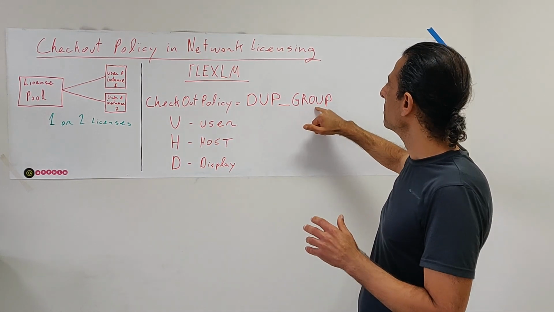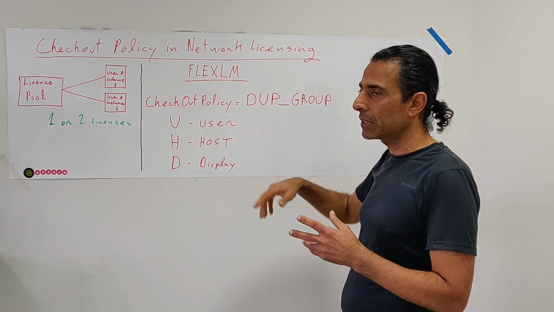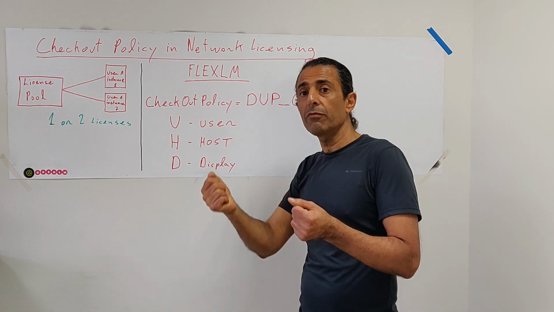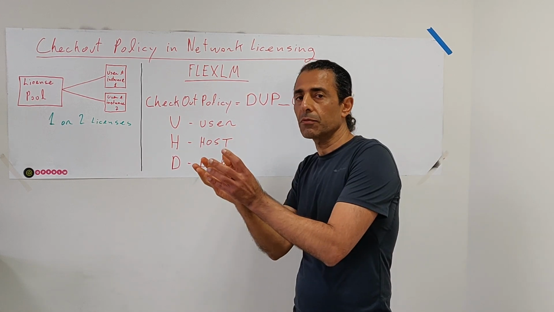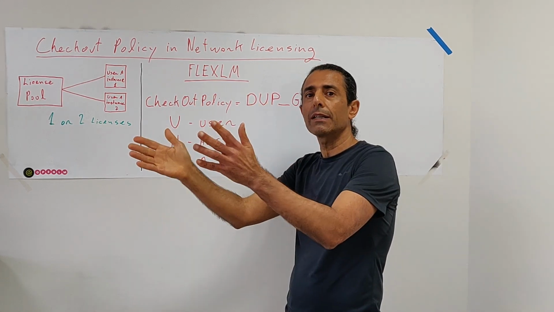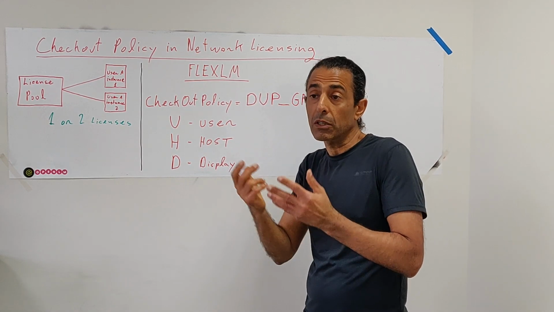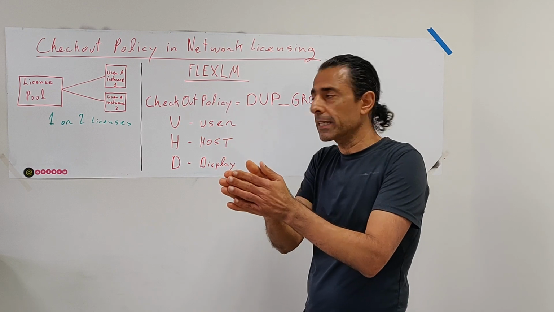So dup group can be equal to UH, in that case user and host. If you are pulling the license from the same machine, you pull two licenses, but you will be only charged for one license because it's the same user and the same host.